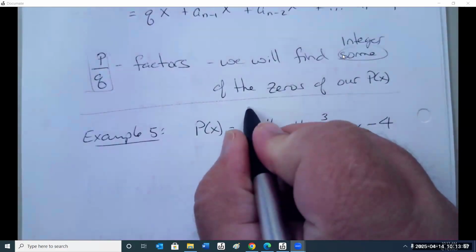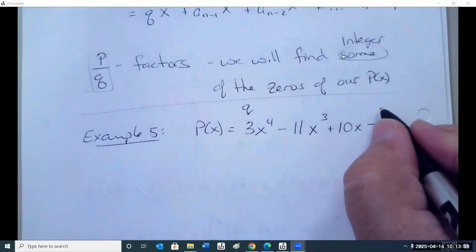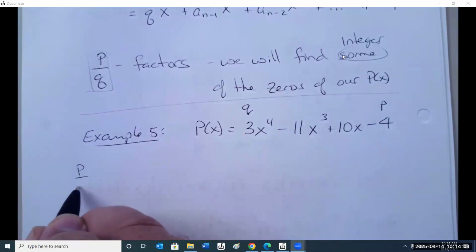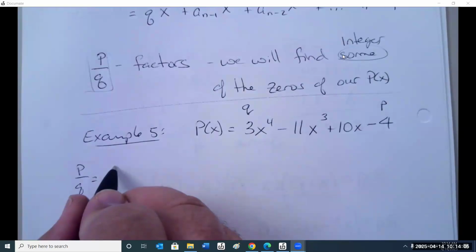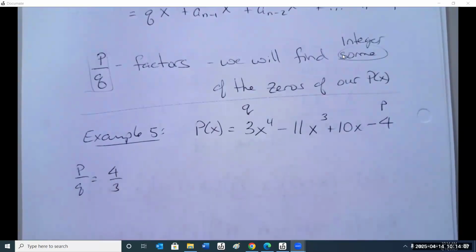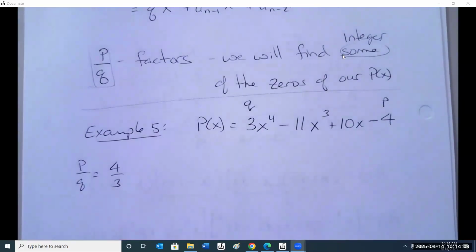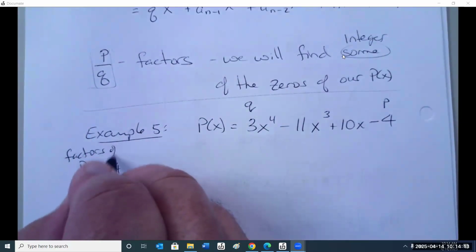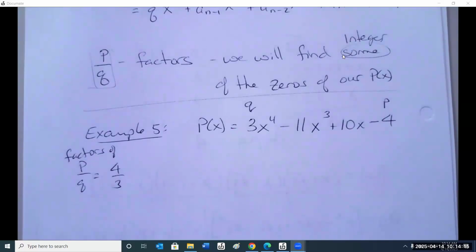So this is our Q and this is our P. First thing we do is take P over Q, so it's 4 over 3. It's not 4 over 3 as a fraction. It's the factors of 4 over 3.